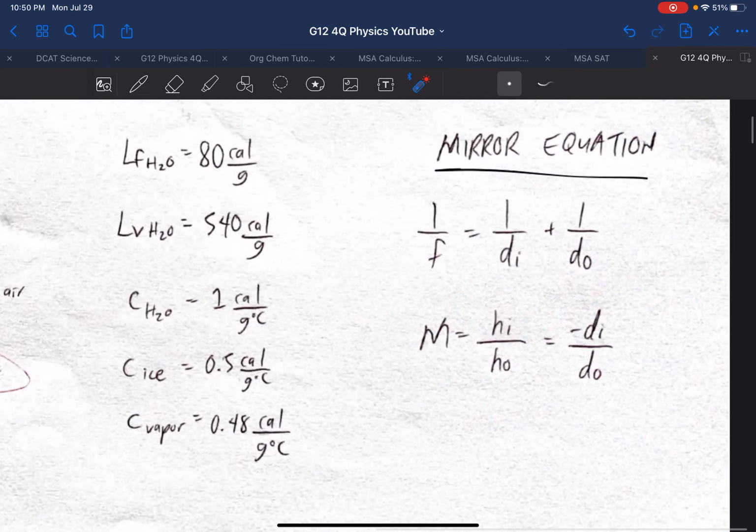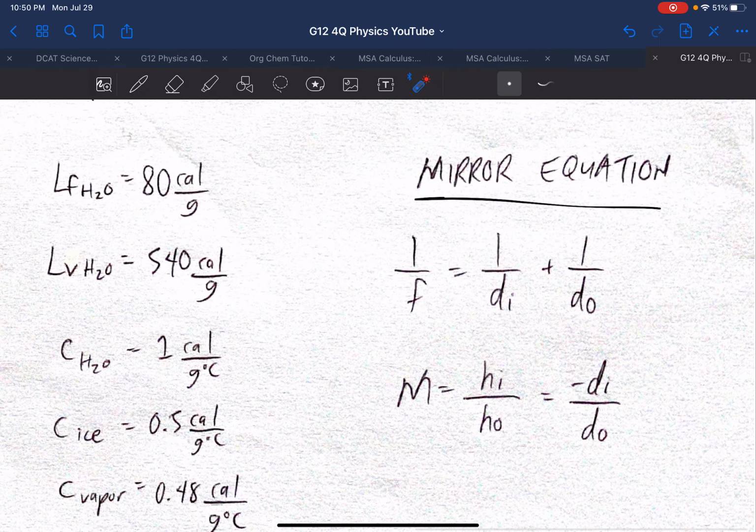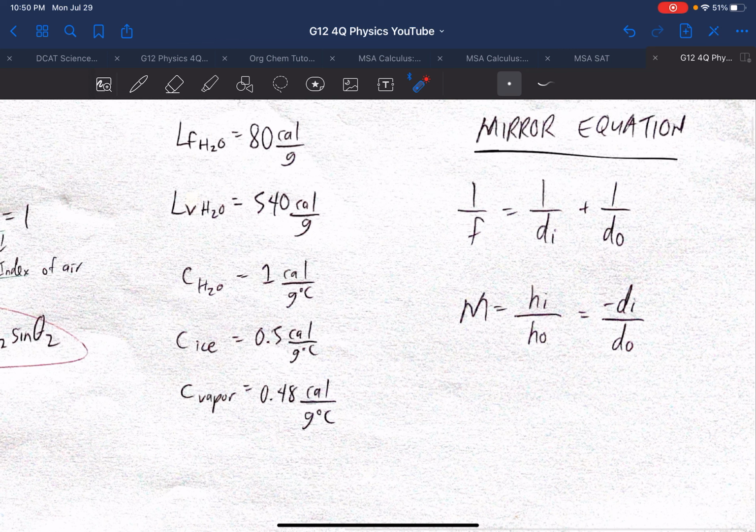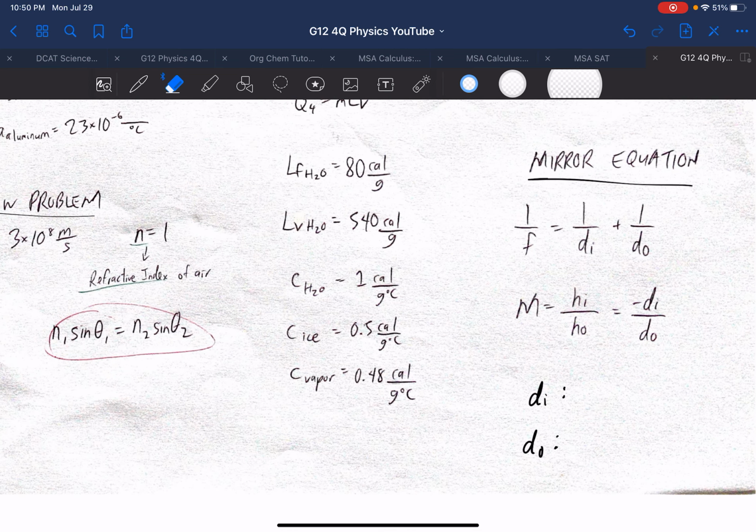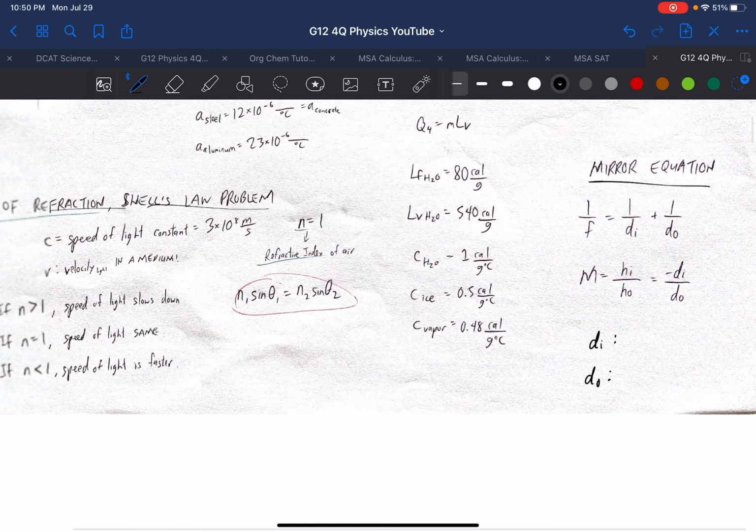Okay, mirror equation. I should have written what di and do meant, like in a legend kind of system. More on that later too. But I think M means magnification. That I'm sure. The rest I'm not.